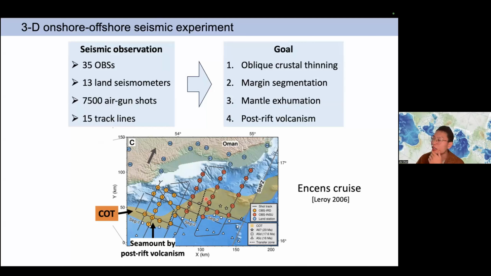Because it's a very early cruise, the OBS spacing is about 10 kilometers, and it's not a very modern experiment.